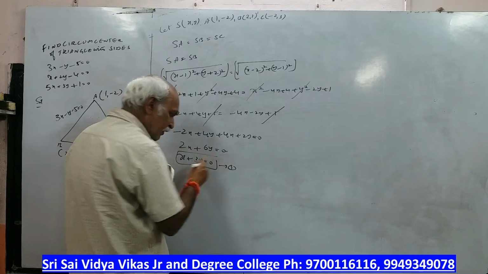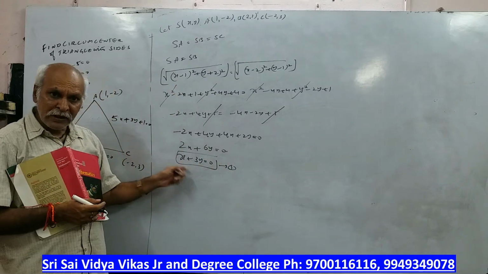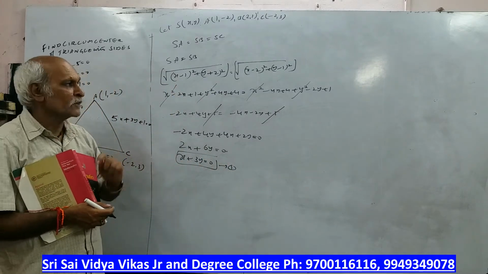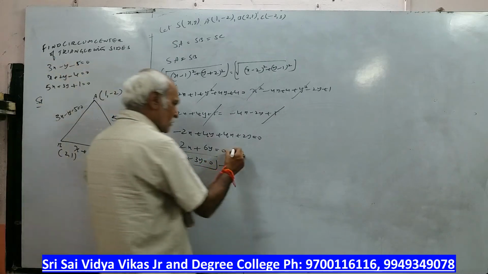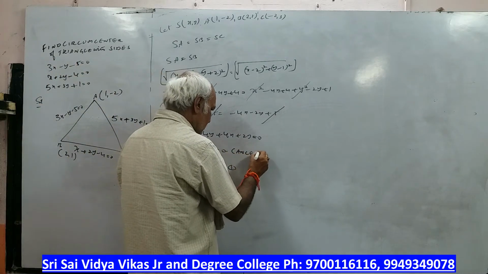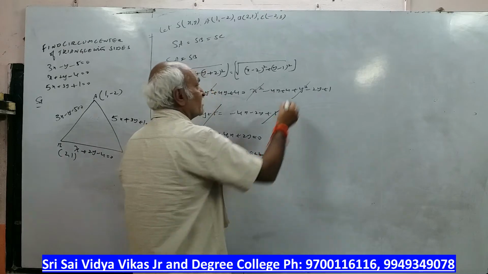Observe here, yesterday also we got like this, sir. Okay, so one problem. So remember here, x plus 3y has come. We cancel by 2. Right, next.